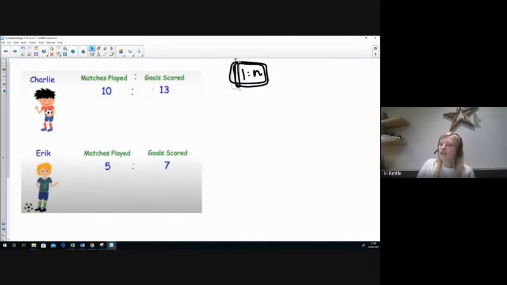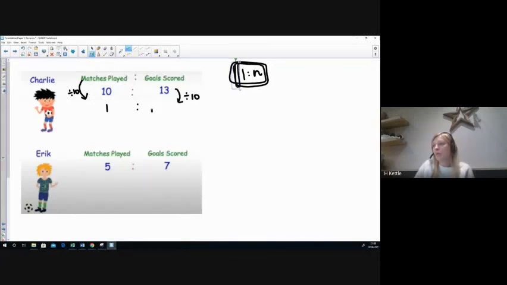So if you look at this first example, how would we make this left-hand side a 1? So if I wanted to make it a 1, I've had to divide this side by 10. And if I do that to one side of a ratio, I have to do that to the other as well. So dividing this by 10 gives me 1.3. So that would be my answer. My answer for that first one would be 1 to 1.3.